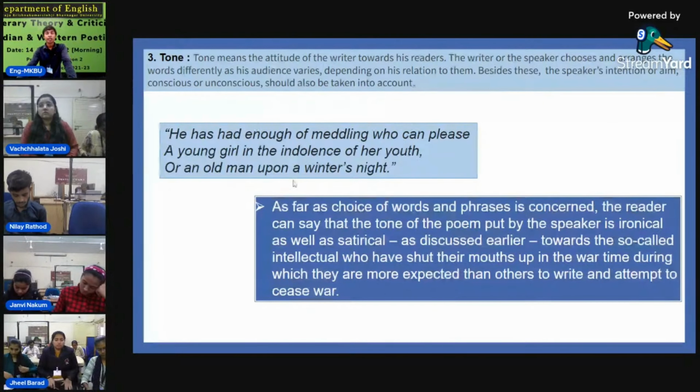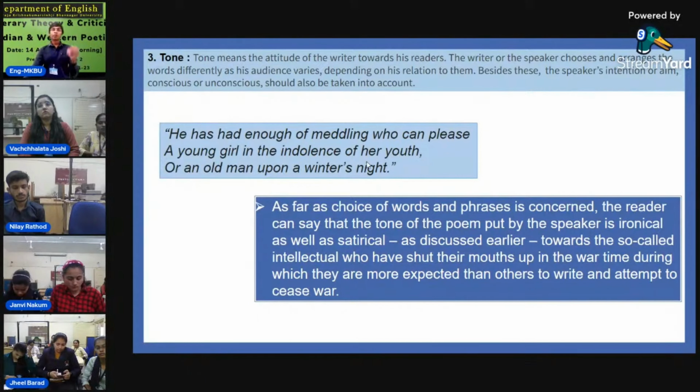But now, if we read he as the politician, he has had enough of meddling who can please a young girl in the indolence of her. It means that to young people who are emotionally susceptible, this kind of dictator will speak in emotive language that will please them. This will give them pleasure, and by that they will be lulled into a kind of political propaganda. And for an old man upon a winter's night, they will throw some kind of tin shells. They say, we have brought these policies for you, and we are doing these things for you. But they are tin shells, not the things that are expected from them.